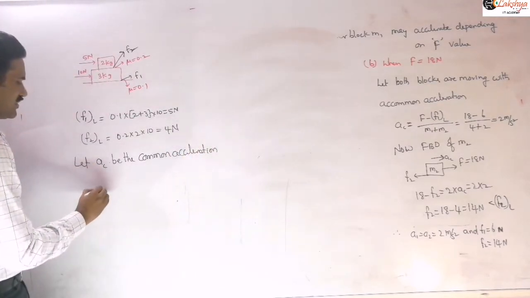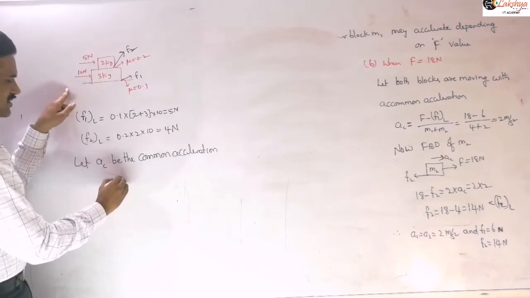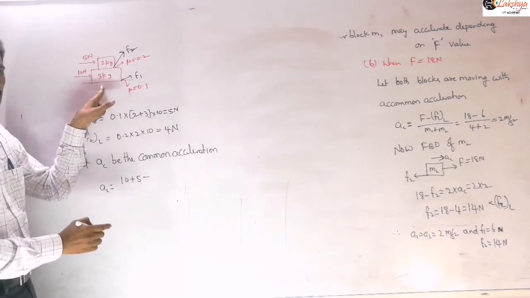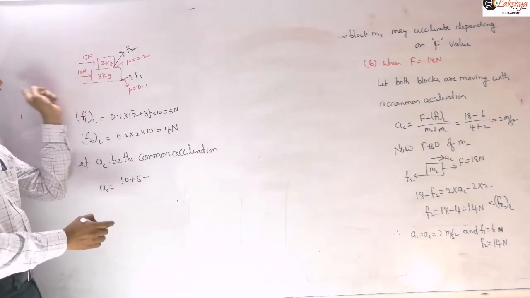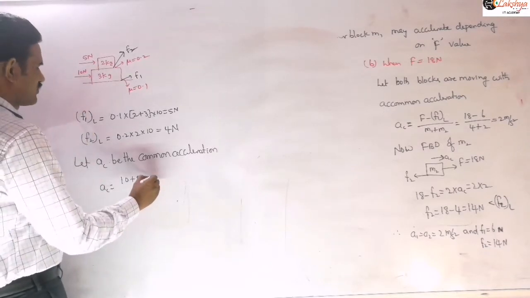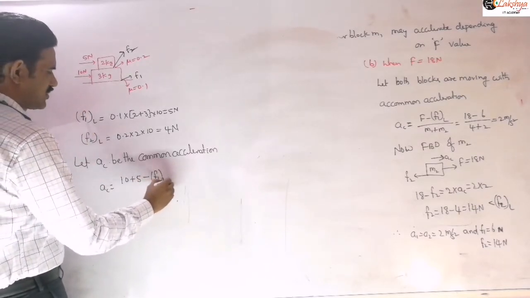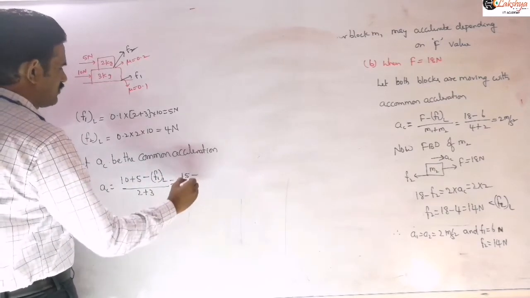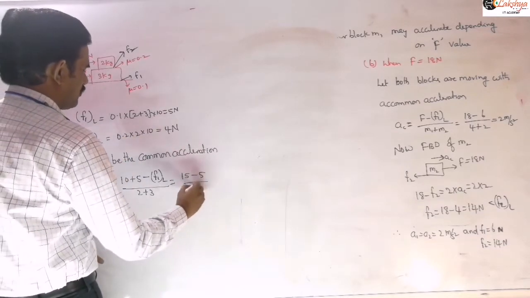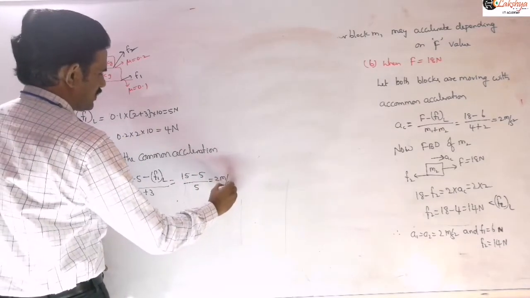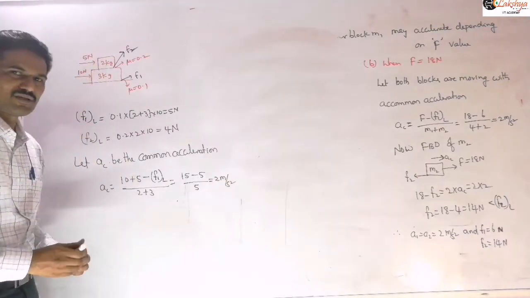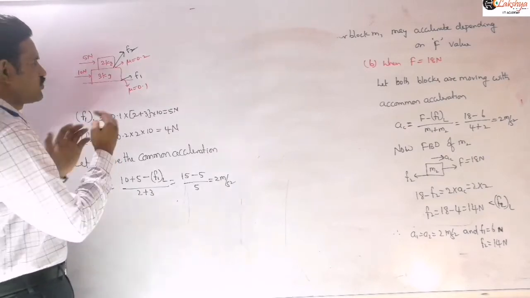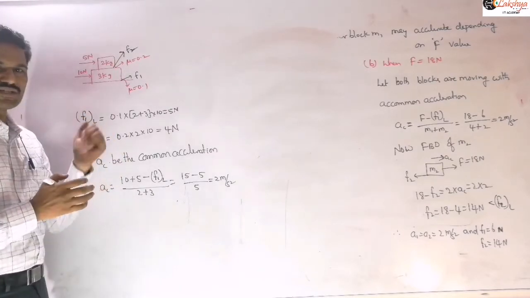So now I am writing AC is equal to, directly, 10 plus 5 minus. As we are taking both of them together as a system, the frictional force we need to take as the opposing force. That is F1 limiting, which we need to consider, divided by 2 plus 3. So this is 15 minus F1 limiting, which is 5, by 5. So 2 meter per second square we are getting as the common acceleration, right? Now with this common acceleration, let us find the friction between those two blocks, M1 and M2, that means the 2 kg and 3 kg.